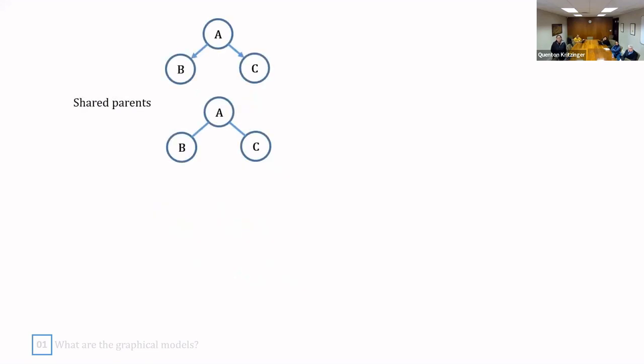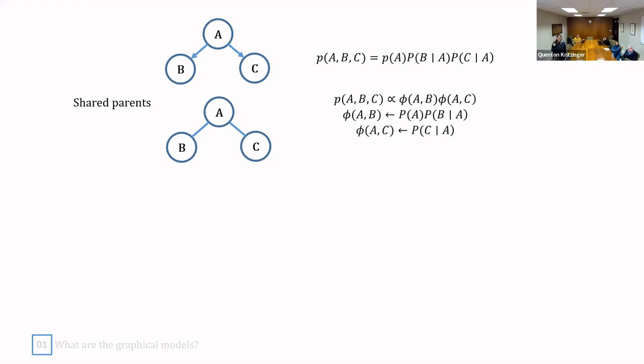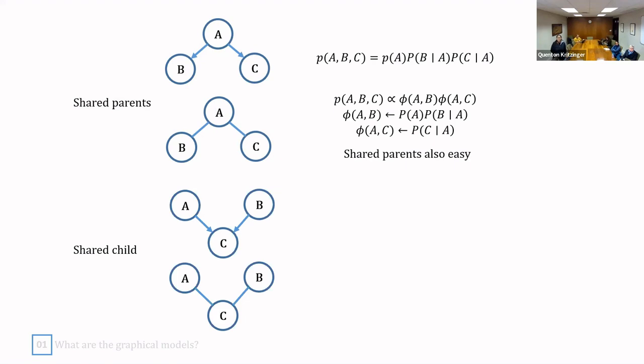What about shared parents? If we consider this situation, we can represent the joint distribution as follows, and again you can see that I have the option to choose the potential function and find the relation between them. So shared parents is also easy. What about shared child?